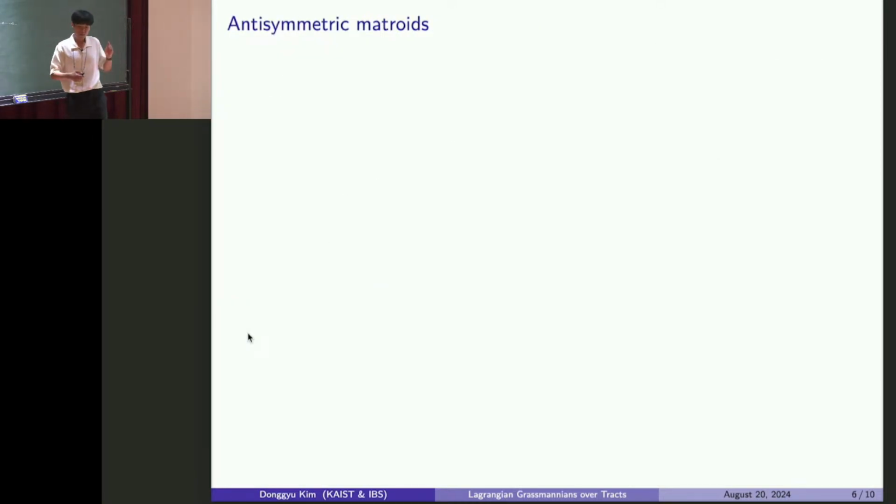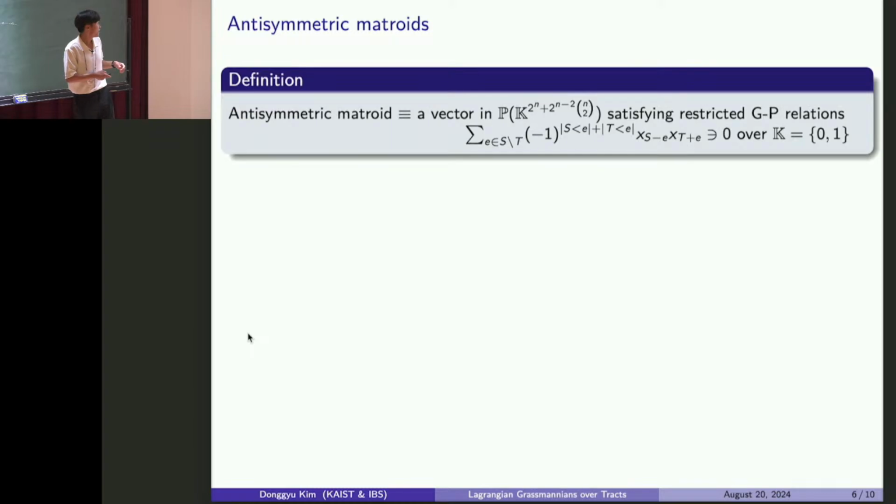Then I just introduced the anti-symmetric matroid, which corresponds to the symmetric matrix, generalizing the matroid in some sense. So the definition is very easy. An anti-symmetric matroid is just a vector in our projective space. I mean, you can understand this as just the set of transversals or almost transversals satisfying the following restricted Grassmann-Plücker relation over the Krasner hyperfield.